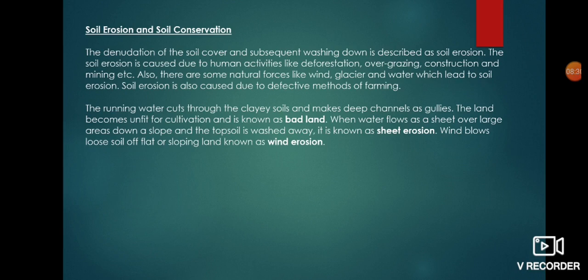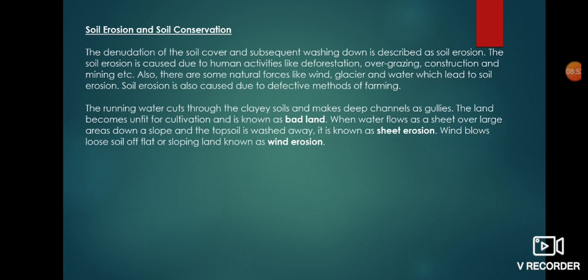The running water cuts through the clay soils and makes deep channels such as gullies. And when the gullies are made, ultimately the land becomes unfit for cultivation. Due to that, it is named as bad land. And in the Chambal basin, such type of bad land is called ravines.